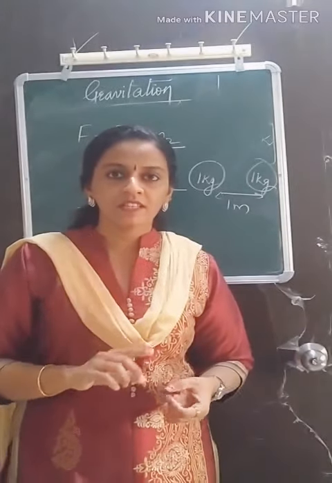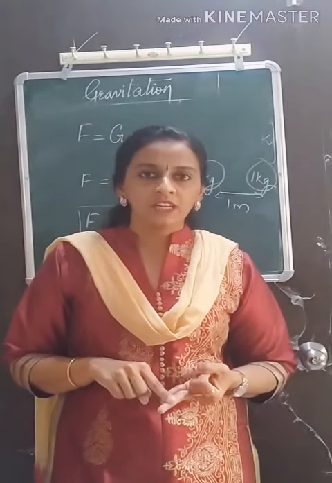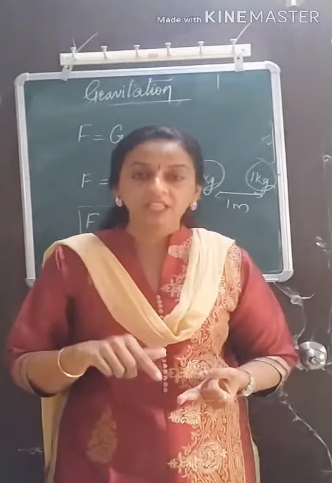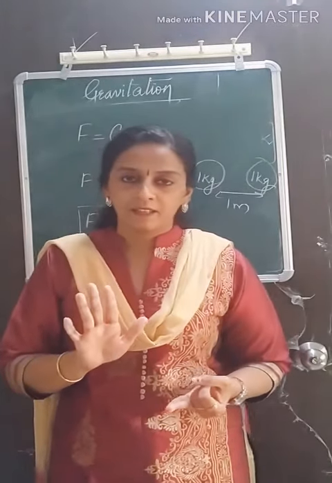Okay, so today we discussed the universal law of gravitation, the value of G. The value of G is 6.67 into 10 raised to minus 11 Newton meter square per kilogram square. Learn it by heart. Okay, till here.